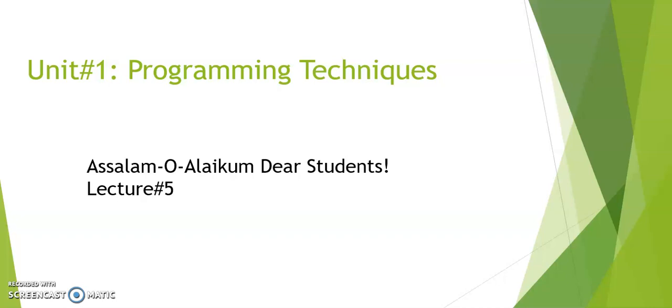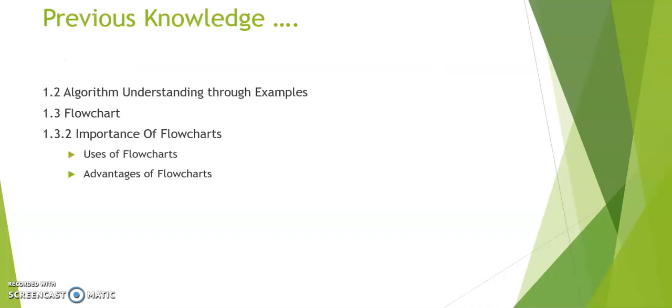Now we are going to start our lecture number 5. In last class, what have we learned? We covered algorithm understanding through some examples, and then we started the flowchart, defined it, and learned about the importance of flowcharts. Then we started the uses of flowcharts and discussed some advantages of flowcharts. Hopefully you all understood all these topics.